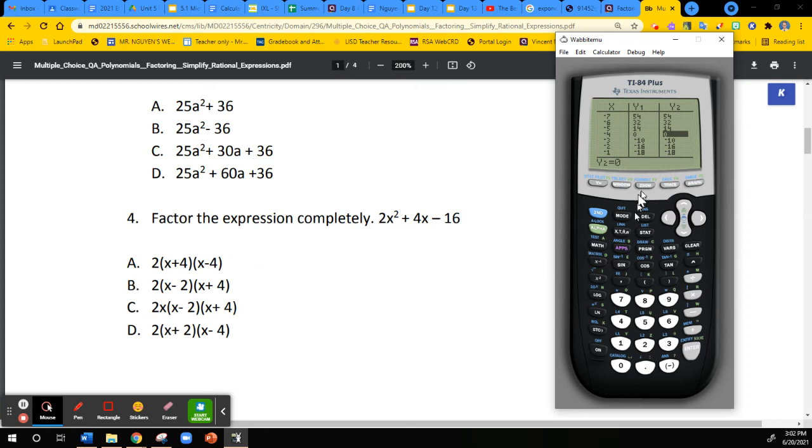All right, guys, so that's how you check your multiple choice questions when the problem asks you to factor. Okay, and you can use this strategy with any kind of factor. It doesn't have to be quadratic. It could be any kind of degree polynomials. Okay, I hope that is helpful.